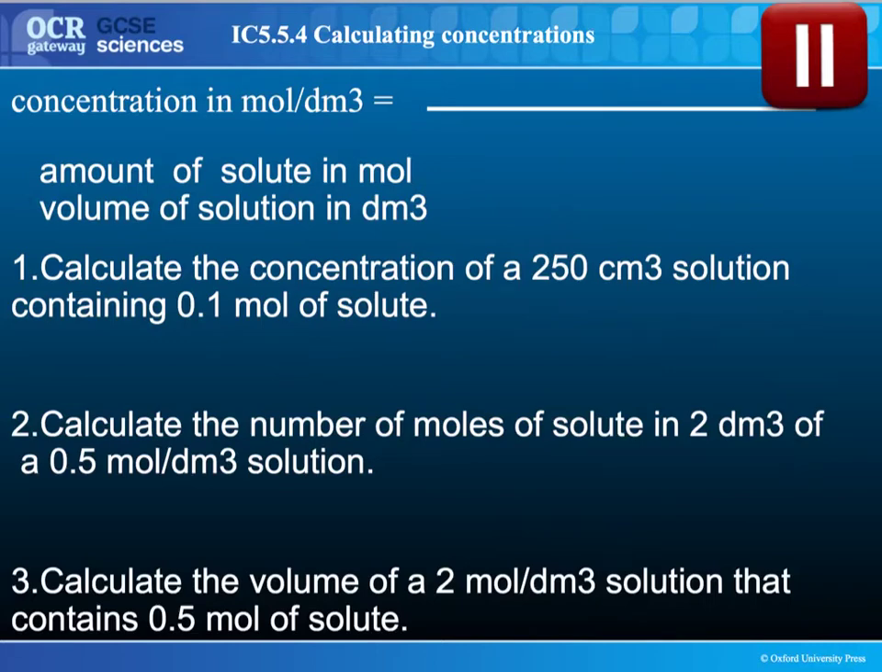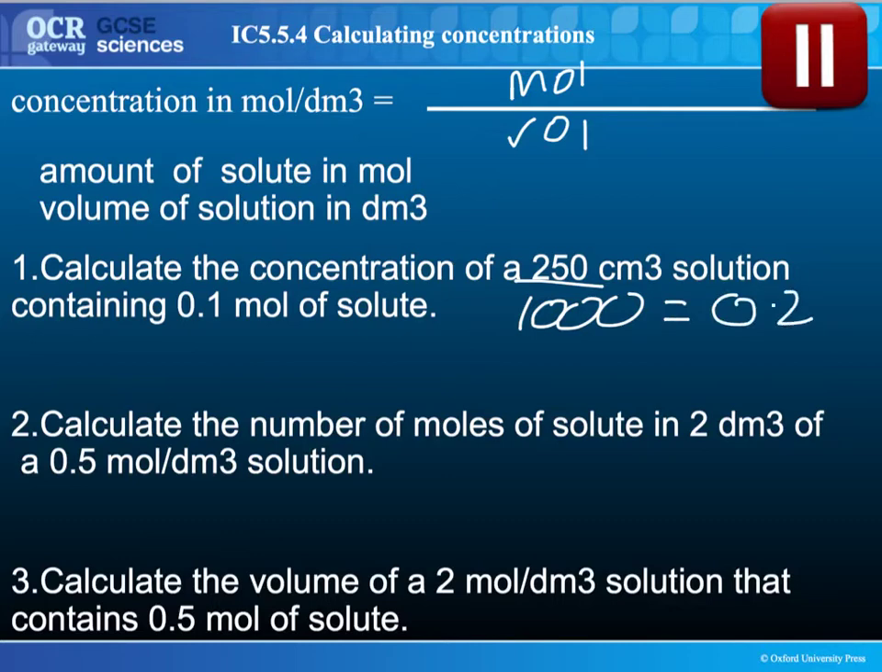Again, what we should have is the number of moles divided by the volume to give you the concentration. So in the first question, calculating the concentration of 250 cubic centimetres of a solution containing 0.1 mole of the solute. First thing to do is divide that by 1000 to get it in dm3, which is 0.25.